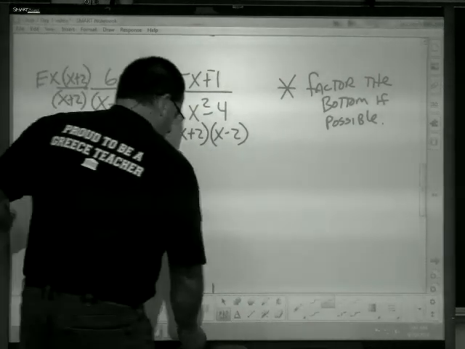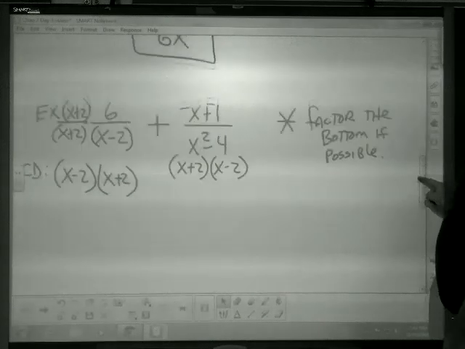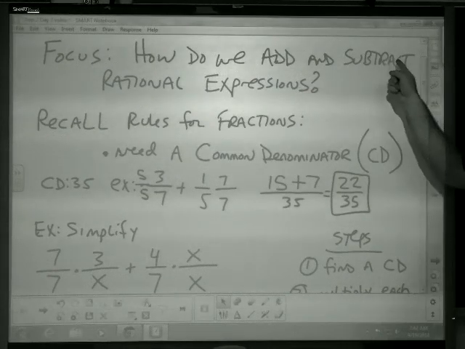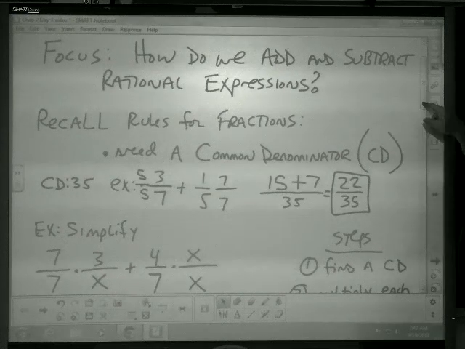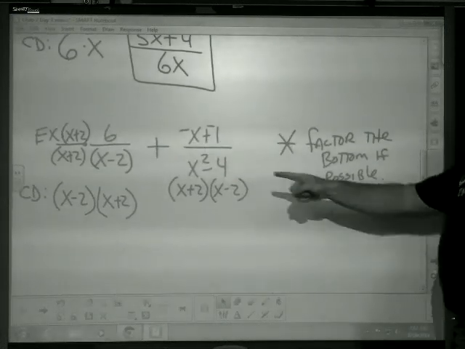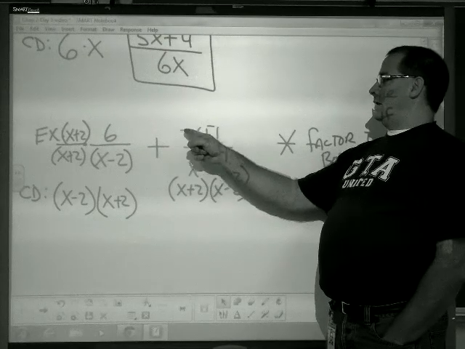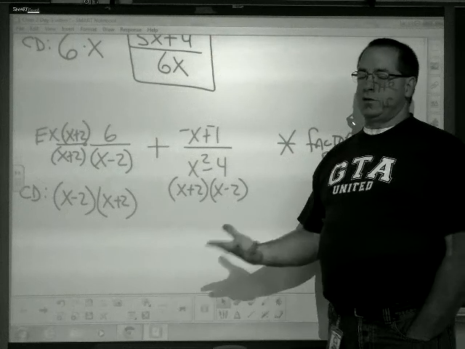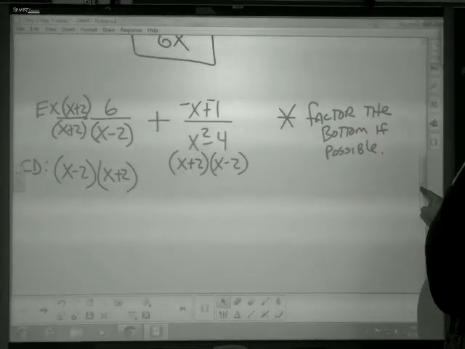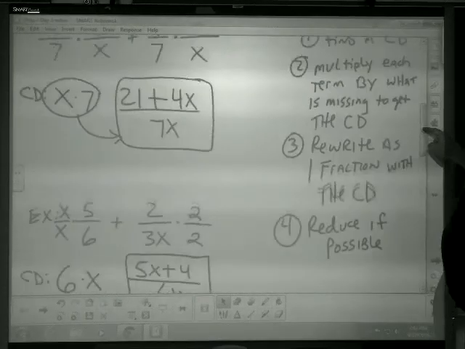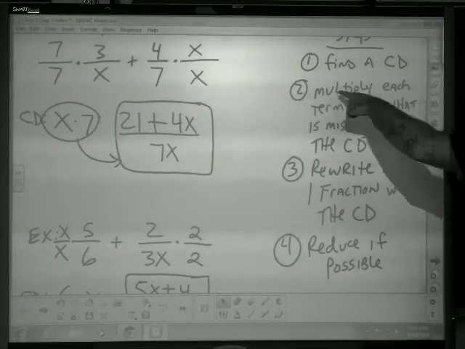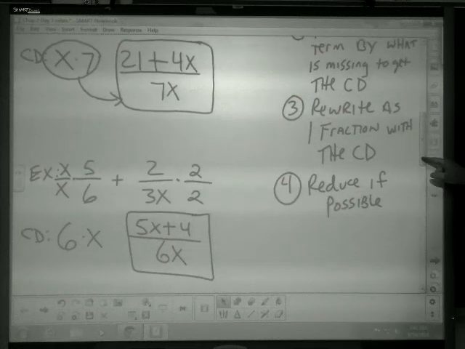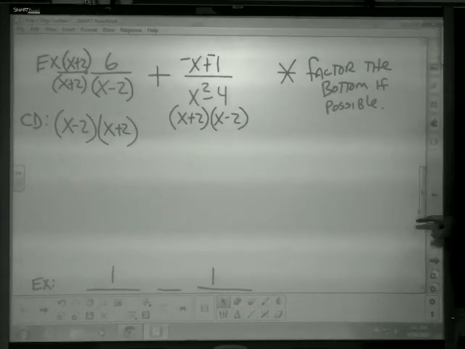So when we think about the focus, which was how do we add and subtract? Subtraction, all we're going to do is change the sign in the middle to addition, change the signs of every term after it, and now we're back to addition again, and now it's no different. Okay, so step 1, let's see what we did. We found a common denominator. We multiplied each term by what's missing to get the common denominator. Now we're going to rewrite it as one fraction.